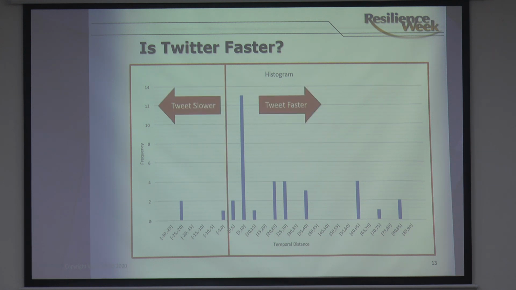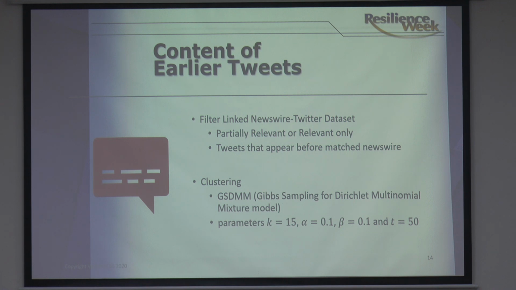You can see that on the left-hand side, the tweet is slower, and on the right-hand side, the tweet is faster in reporting that information. So you can see that the majority of the tweets are reporting the information quicker than the corresponding Newswire article. Now what about the content of the earlier tweets?